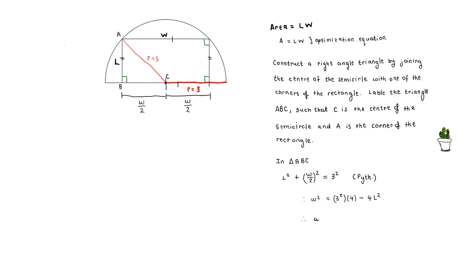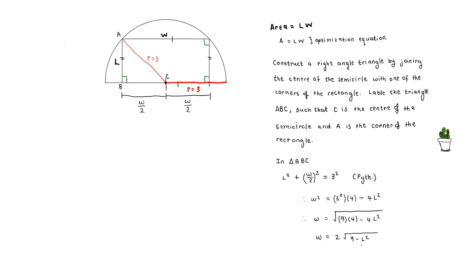So then W is simply equal to only the positive square root of 9 times 4 minus 4L squared, right? Now you can see that we have a common factor of 4, and pulling that out is going to allow us to take the square root of 4, which is just 2. So we can rewrite this as 2 square root of 9 minus L squared. So this is now acting as our constraint equation.